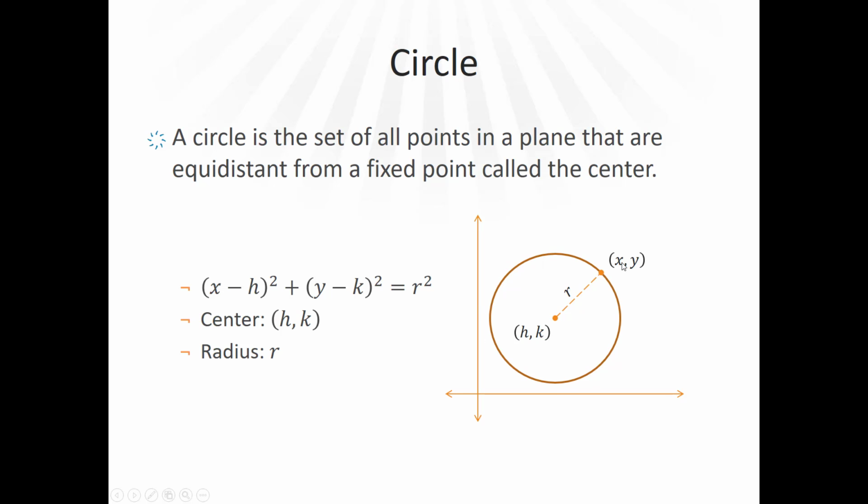So any point x, y. Usually we'll refer to h, k generically as the center coordinate. So if we use that idea, then the equation of a circle, the standard equation, would be x minus h squared plus y minus k squared is equal to r squared. And again, the center is (h, k) and the radius is r.